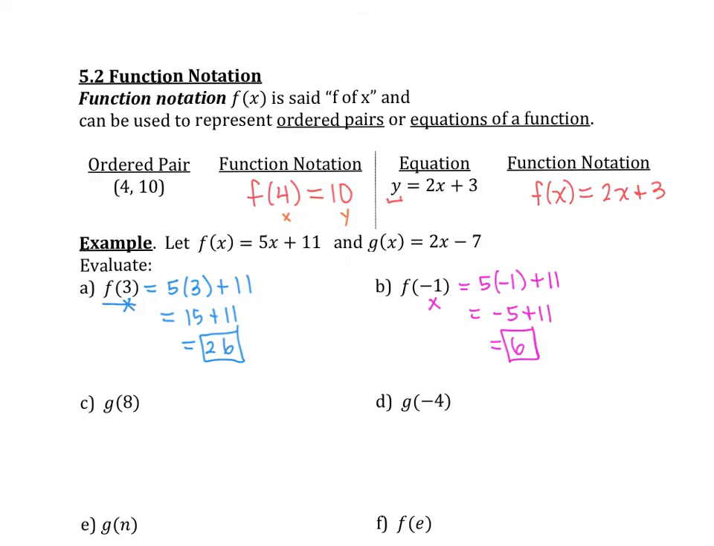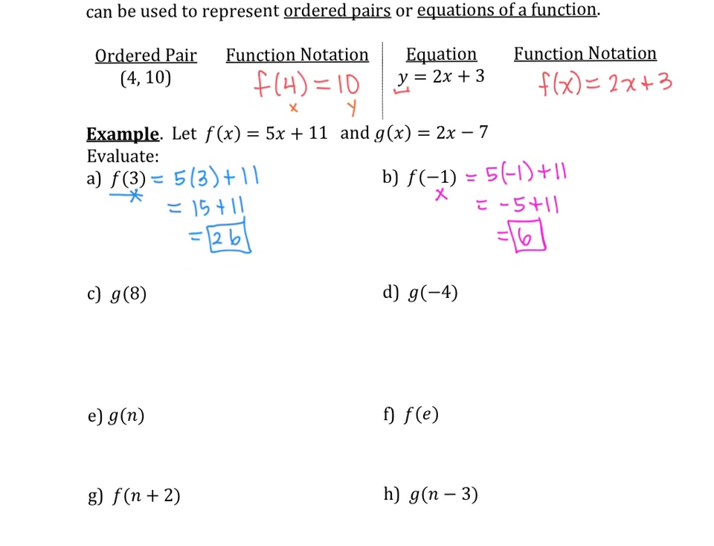I'm going to go ahead and go to C. C says g of 8 equals, so this is my x value. It's telling me to use the g equation, so I'm going to look here. This is g of x equals 2x minus 7. So now I'm plugging x equals 8 into this expression. Two times 8 minus 7, and then I evaluate it. So g of 8 is equal to 9.